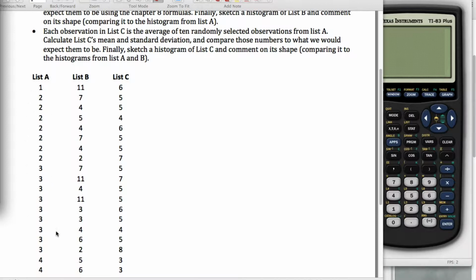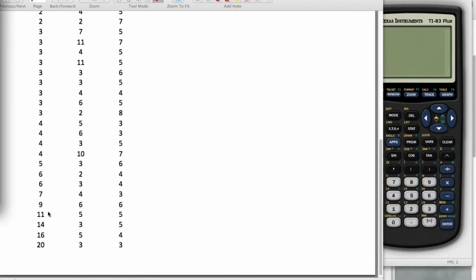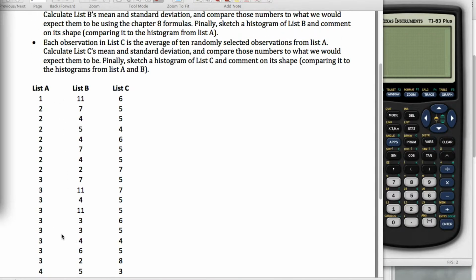What you'll see, as this data shows, is that the population is very right skewed, or at least this data here is right skewed. List B and List C are a little bit different. List B is similar to List A. It comes from the same population. The only difference is, instead of just taking single observations from my population, I took pairs of observations. Over here I just took a single observation: 1 was an observation, 2 was an observation, and so on. Over here I took pairs, so 2 separate observations, added them together, divided by 2, and that gave me 11.